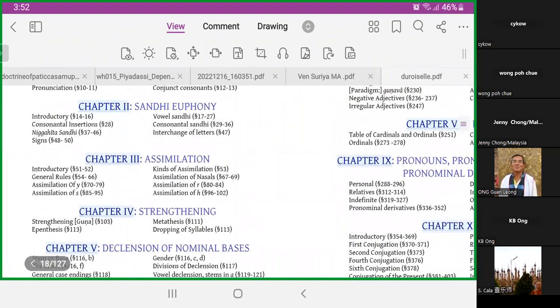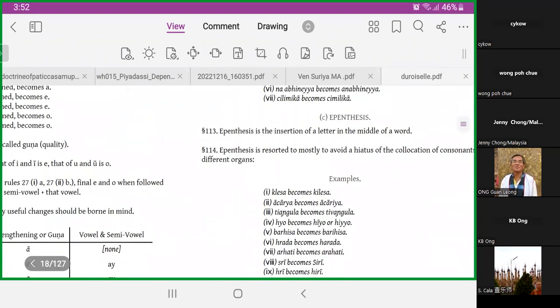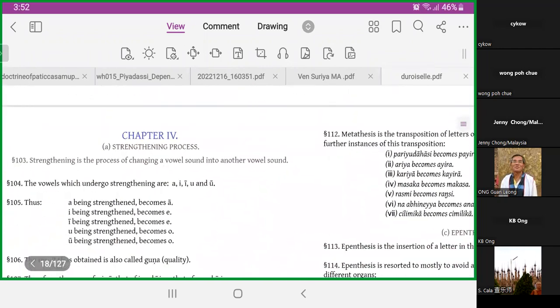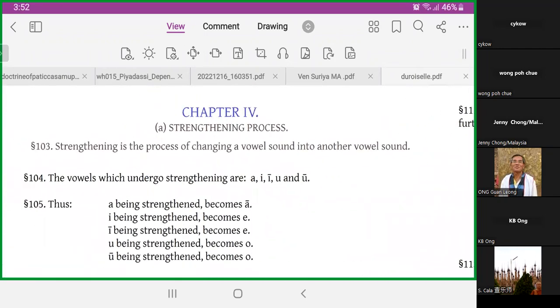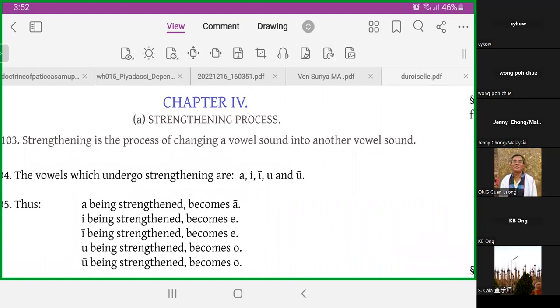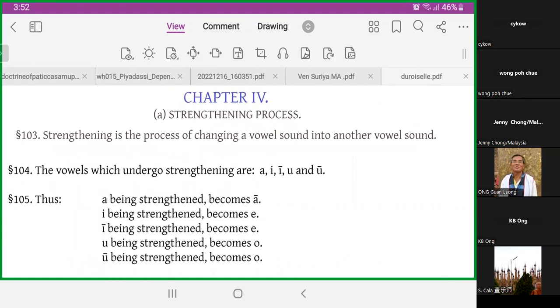Maybe go for this one. Okay. This is also interesting for you all to know. Strengthening process, right? Okay, so we can read together. So we have about 10 minutes left. So let's read together. Chapter 4, A. Strengthening processes.